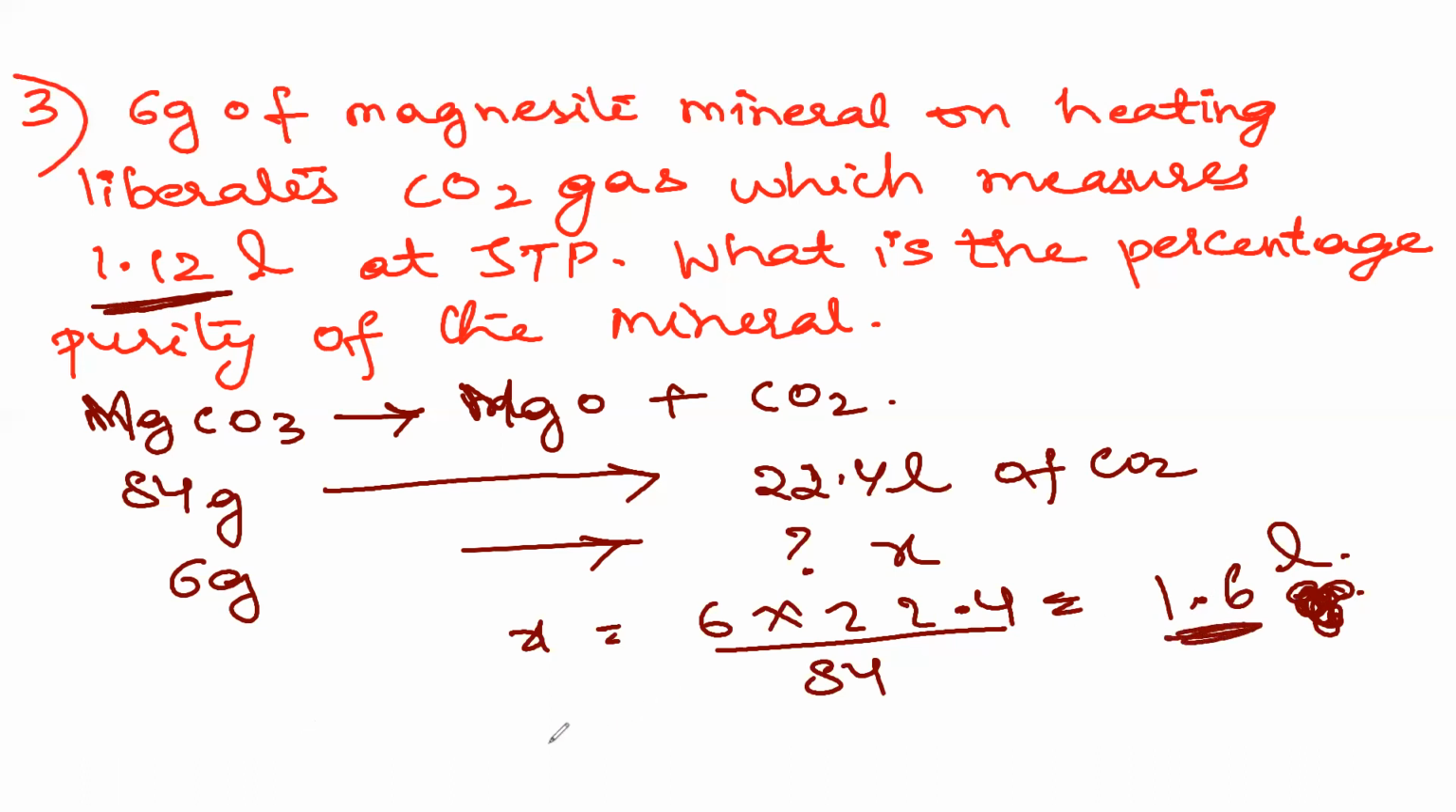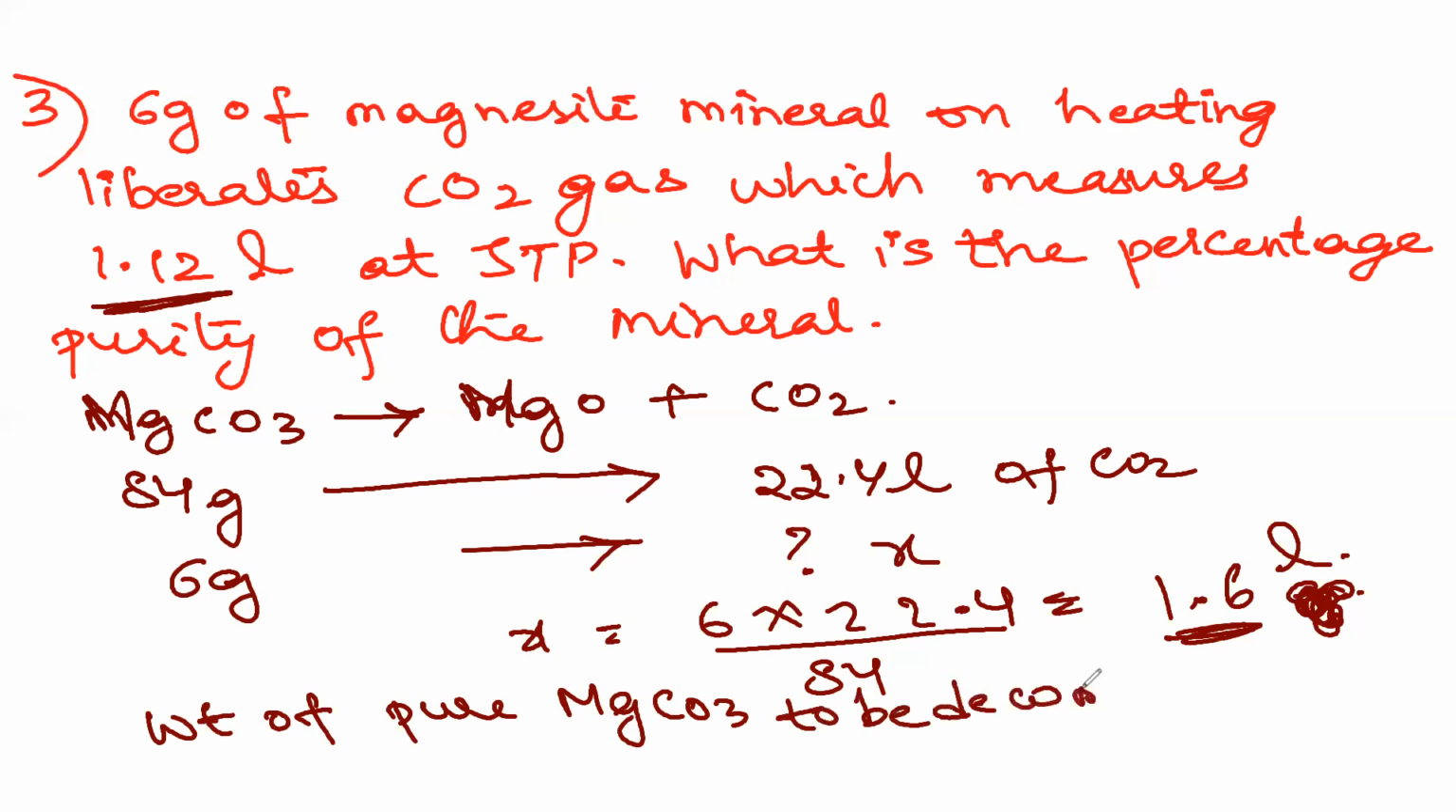So the weight of pure magnesium carbonate to be decomposed is equal to 1.12 by 22.4 into 84, which is equal to 4.2 grams.